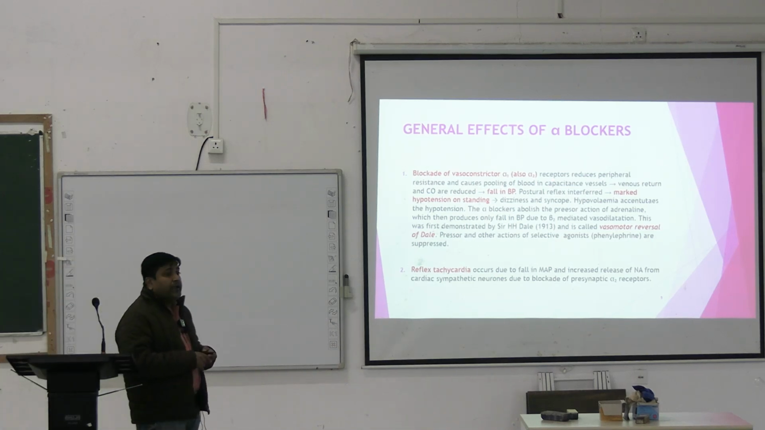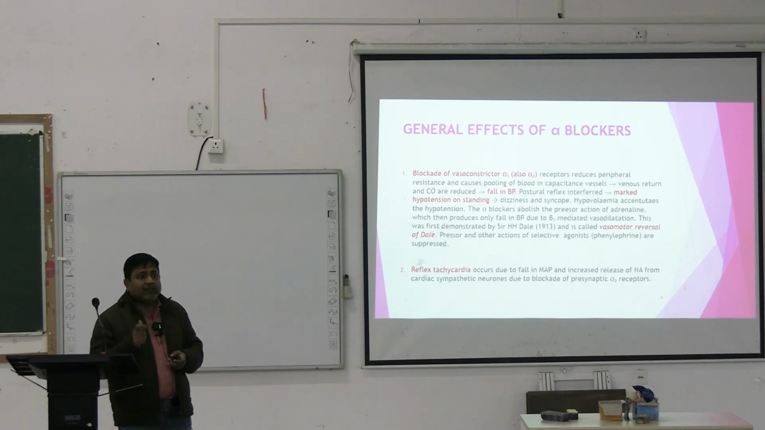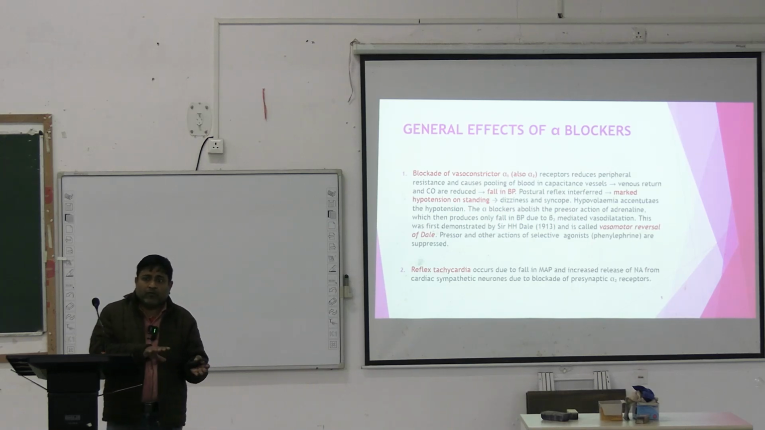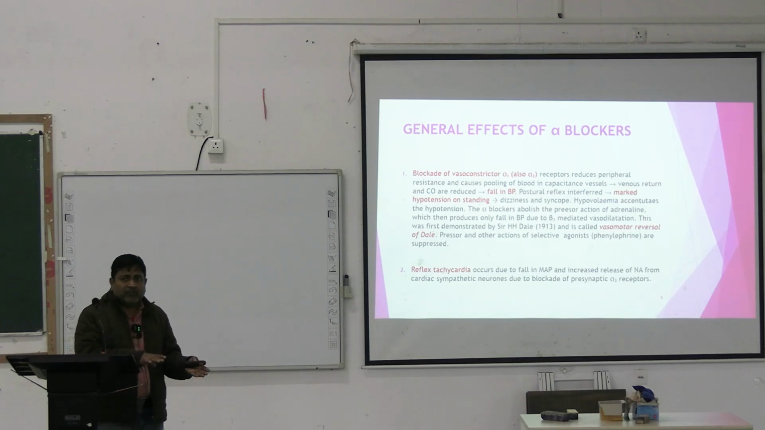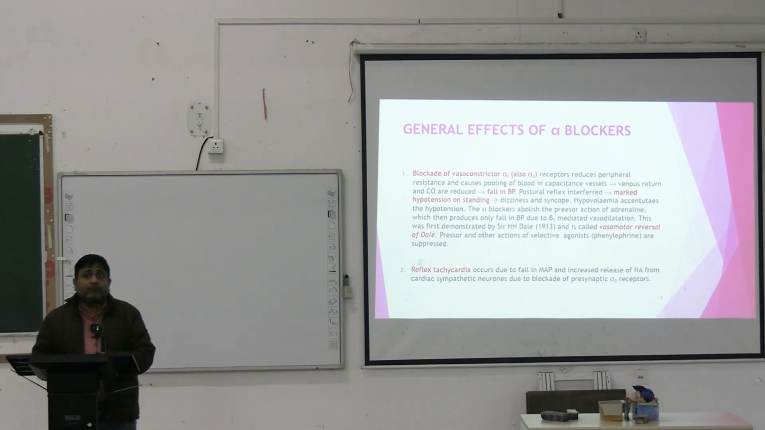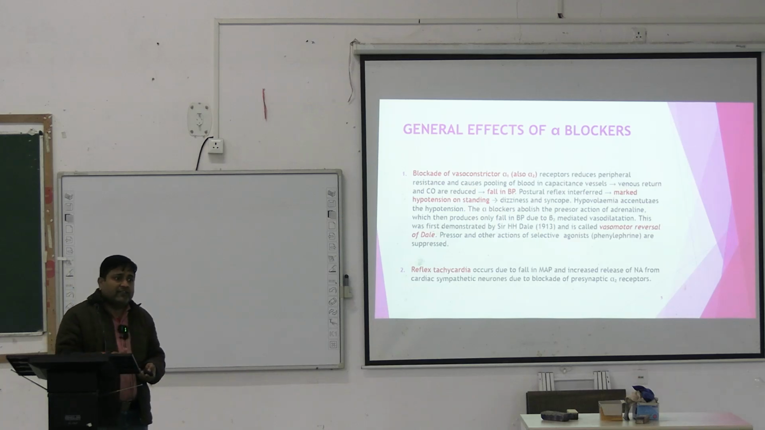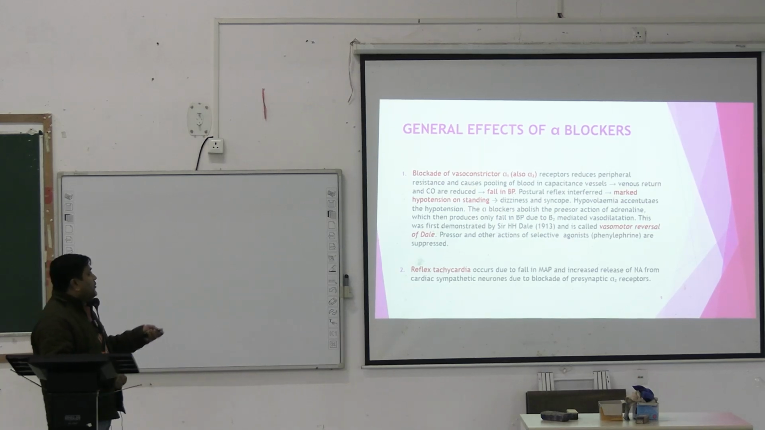Postural reflex is interfered due to venodilatation, there is peripheral pooling of blood. So when a person has been in prolonged sitting or supine position and gets up, the postural reflex is interfered, there is hypotension causing dizziness and syncope.